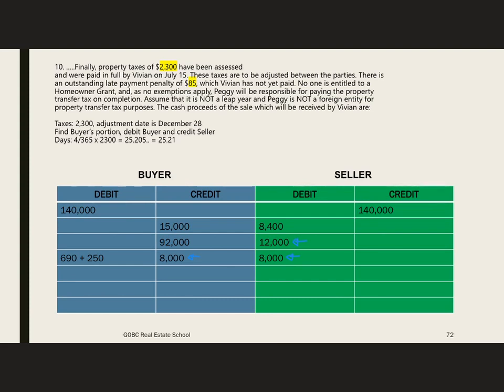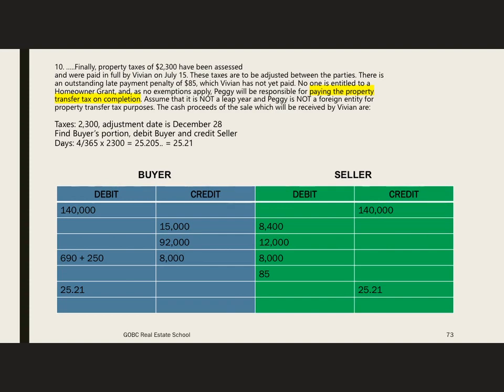So we're going to do the same calculation as we did in the previous question. 4 days, right? December 28th to 31st is 4 days, times that 2,300 is $25.21. So we would debit the buyer, credit the seller, and we would also put that late penalty of $85 on the debit column for the seller. Okay, so there you go. That's what it looks like.